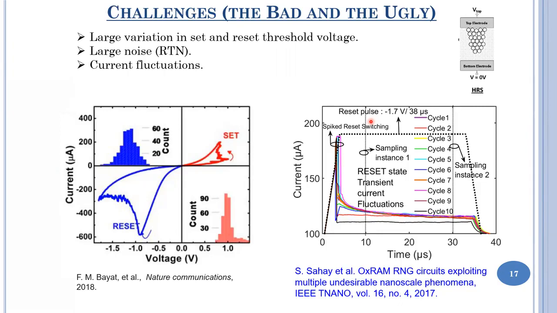As I told you, this switching threshold is different in different devices. Not all devices will switch if you apply a voltage which is very close to the mean. So if you apply 1 volt, only some devices will switch; these devices won't switch. If you have a distribution such as this, 50% of your devices are not switching. That gives you a probabilistic switching distribution. And that can be exploited as a static entropy source for a physical unclonable function, or a dynamic entropy source for a true random number generator. So instead of looking at these variabilities as bad or ugly, we can exploit them for several other applications. And that is precisely what people do.